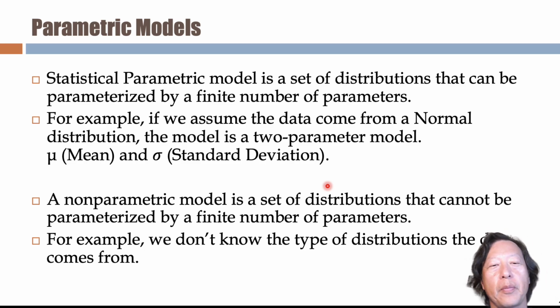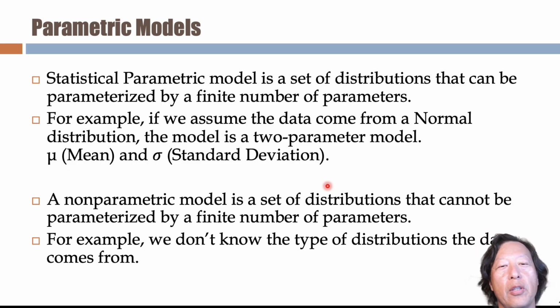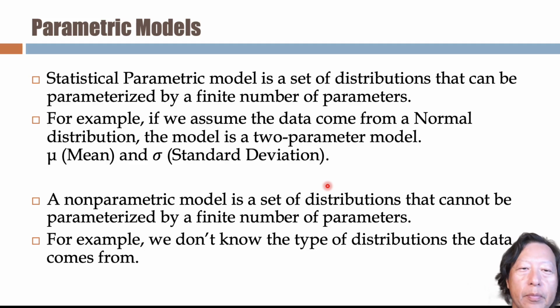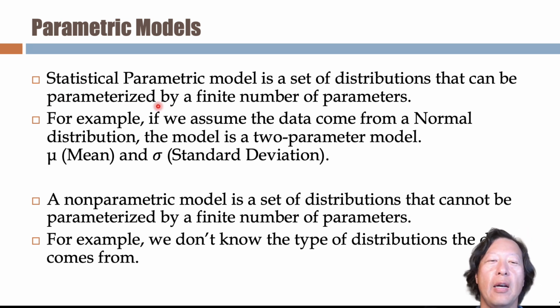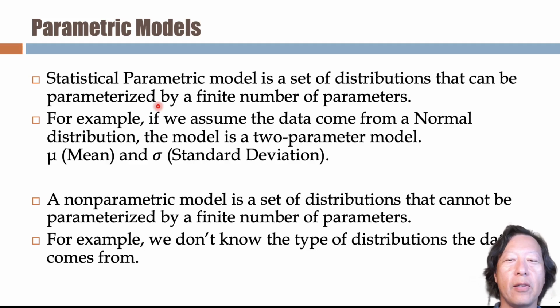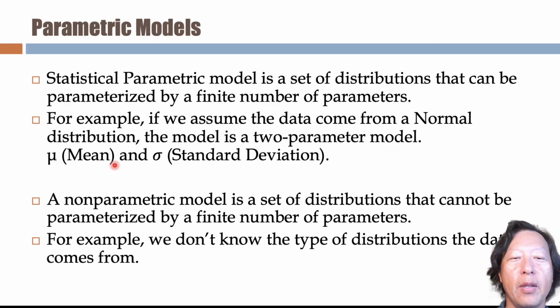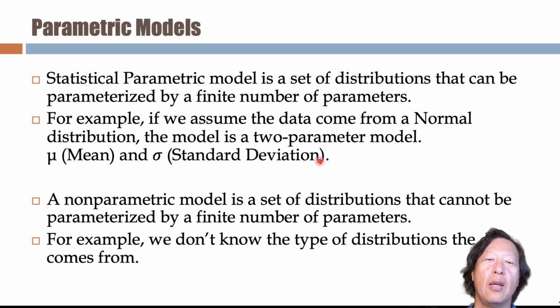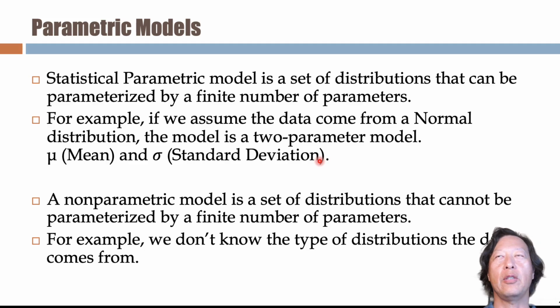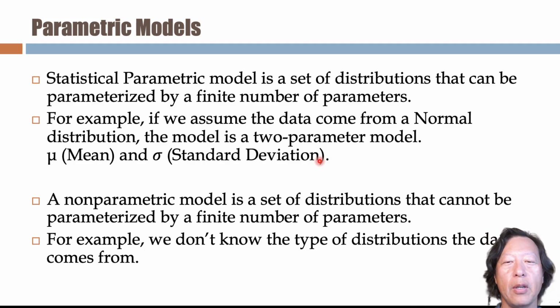A parametric model is when we create a statistical model that is a set of distributions that can be parameterized. What does it mean to parameterize? For example, for the normal distribution, we can tell exactly what kind of distribution it is if we know the two parameters, mean and standard deviation. The exponential distribution has one parameter: you need to know lambda, which is the one parameter. But the normal distribution has two parameters.